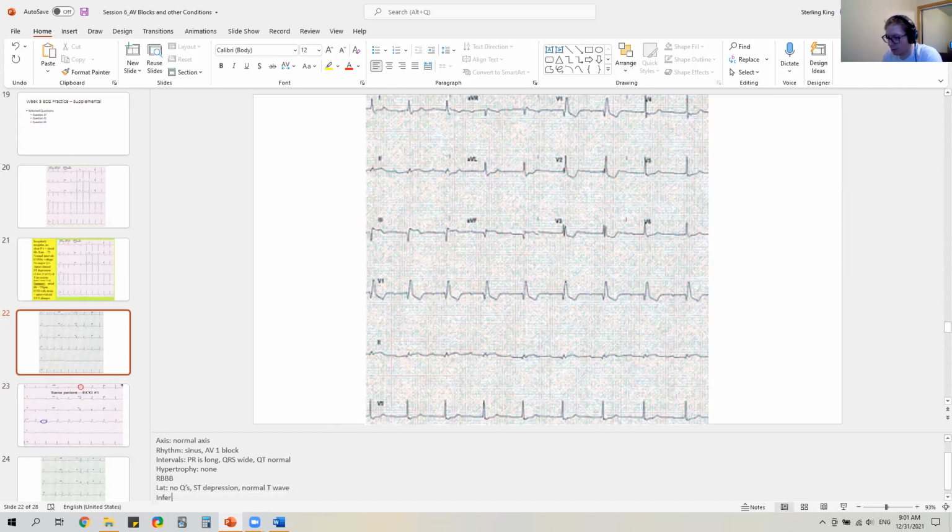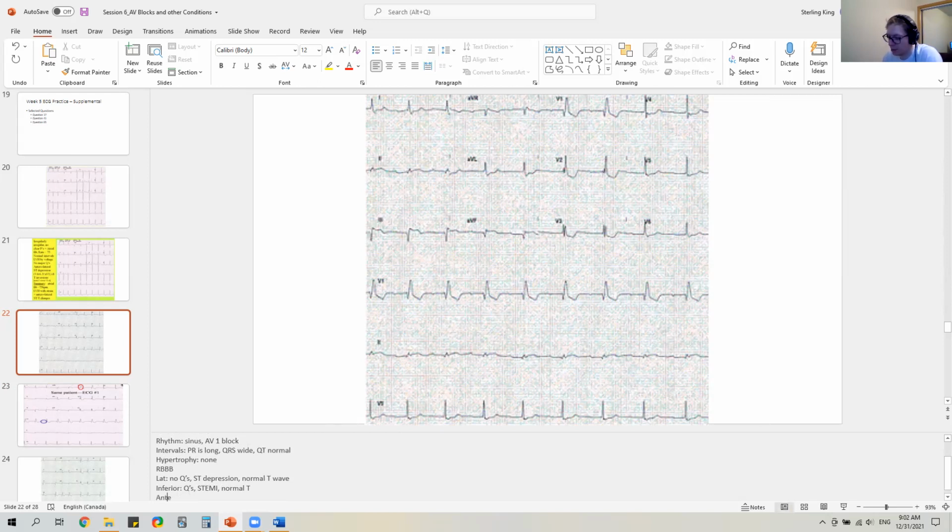Okay, so inferior. I don't see any, well, yeah, probably not a Q. This looks like a Q. That looks like a Q. So we got Qs, ST elevation. I'm going to put STEMI for short, and then T wave. It looks like the T wave is normal. So normal T.